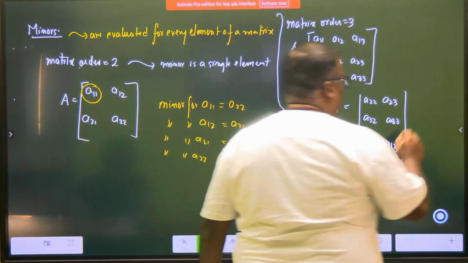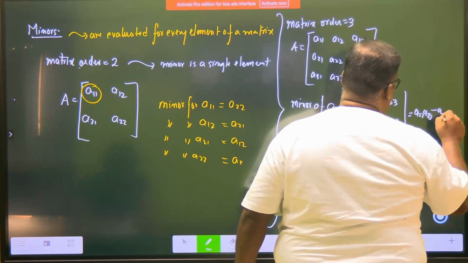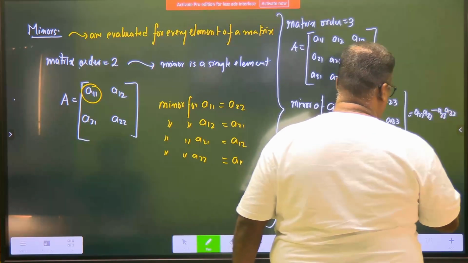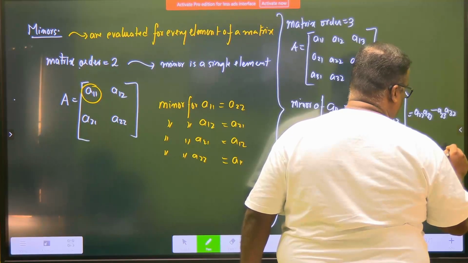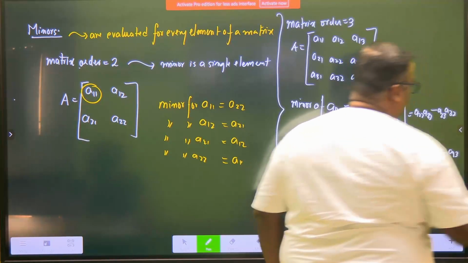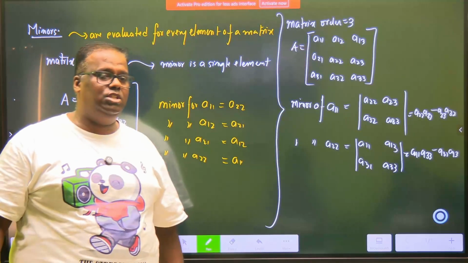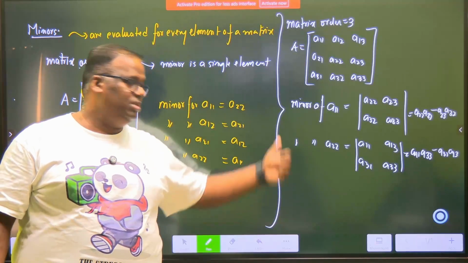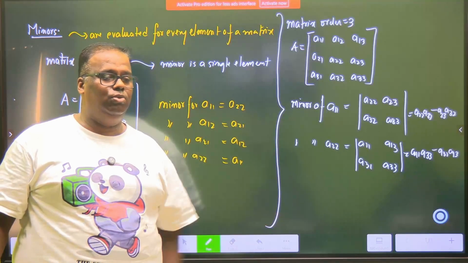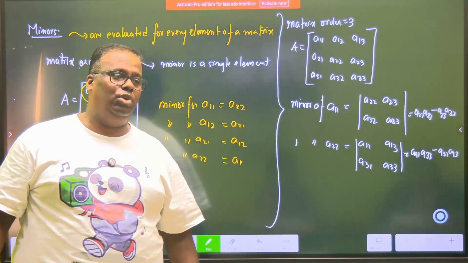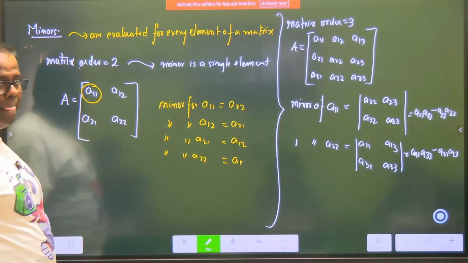How much will I get here? A22, A33 minus A23, A32. And here I would get A11, A33 minus A31, A13. Children, you have done this already, evaluating the determinant of a matrix. You just didn't know the name called minor. Zoe madam, is this clear? If it is a square matrix of order 2, life becomes easy. If it is a square matrix of order 3, all you need to do is calculate the determinant value. Did you get it?